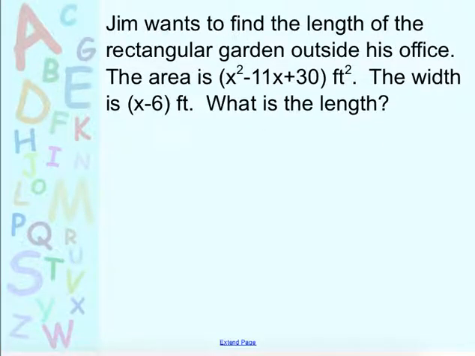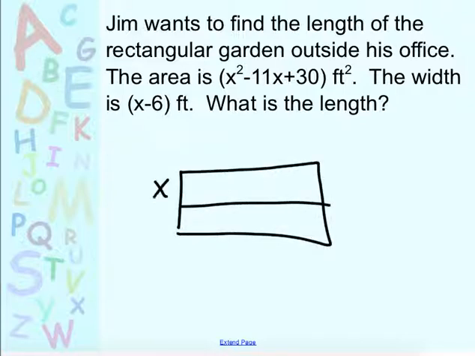And last one that we're going to do, just like that area model, we can extend this to real life by saying Jim wants to find the length of the rectangular garden outside his office. The area is x squared minus 11x plus 30 feet squared. The width is x minus 6 feet. So we have this garden. We say the width is x minus 6 feet. I know that the area is x squared minus 11x plus 30, so I start saying if it is x squared, that must have been x right here.